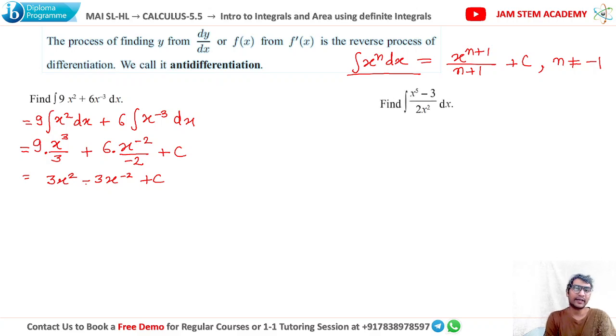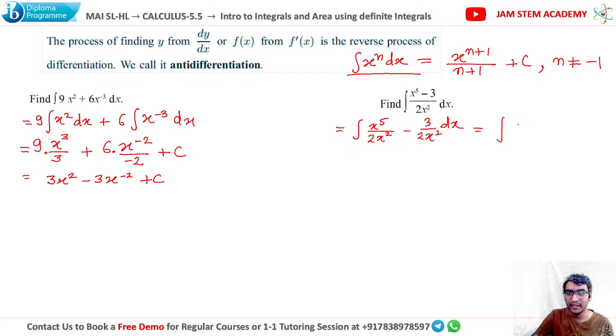It says integration of (x to the power 5 minus 3) over 2x squared. Now the thing is, can you integrate the numerator and denominator separately? No. We have different approaches here. First of all, you need to split the denominator across each term in the numerator. For that, I'll get x to the power 5 divided by 2x squared, minus 3 over 2x squared, dx. Now we can integrate each term separately and we can get our answer.